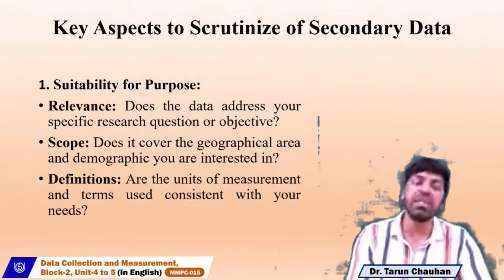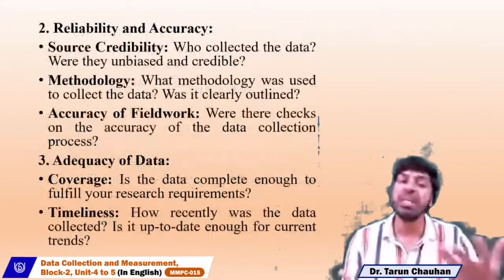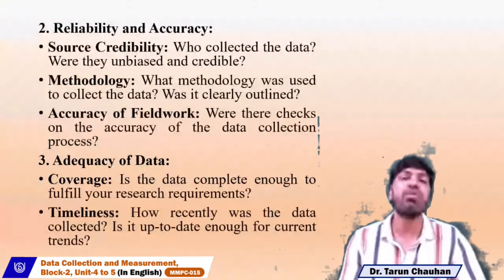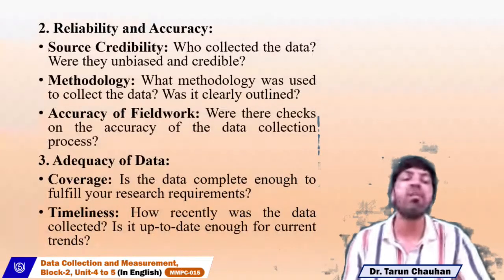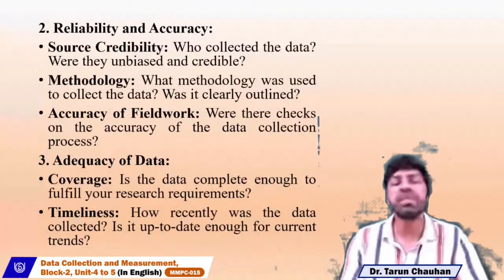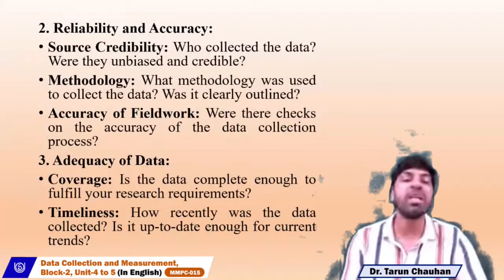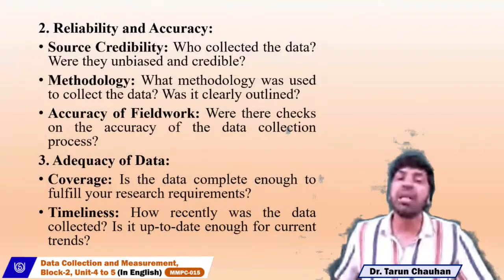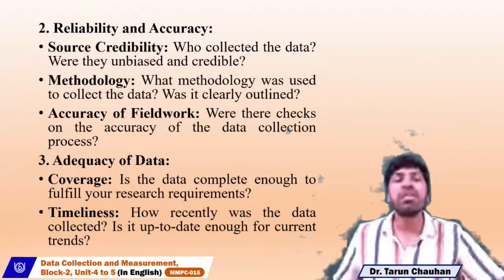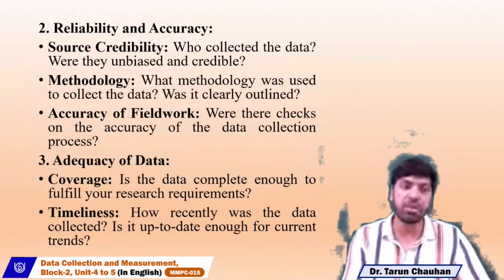Reliability and accuracy. It is very important that the secondary data is actually reliable and accurate. We need to find out the source credibility: who collected the data, whether they are unbiased or credible, and what methodology they used to collect the data. Was it clearly mentioned in the paper? Accuracy of feedback: were there checks on the accuracy of the data collection process, whether they adopted an accurate data collection process or not? So this is something, credibility and accuracy, that could be checked by the researcher.